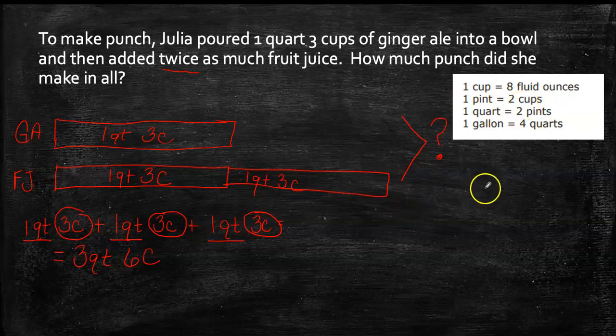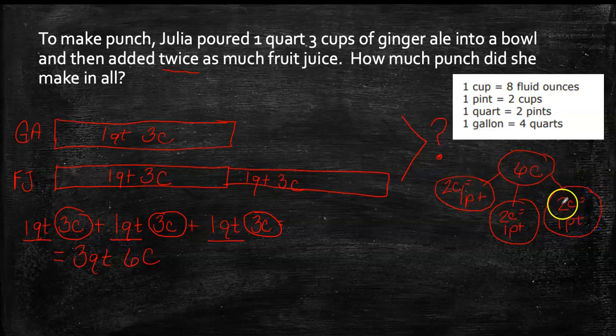So I could say this 6 cups, let's break it up into pints and see how many pints we have. So 2 cups equals 1 pint. So 1 pint would be 2 cups. 2 cups equals 1 pint. So I've used 4 cups. 2 cups equals 1 pint. All right, so I've decomposed my 6 cups into 3 pints.